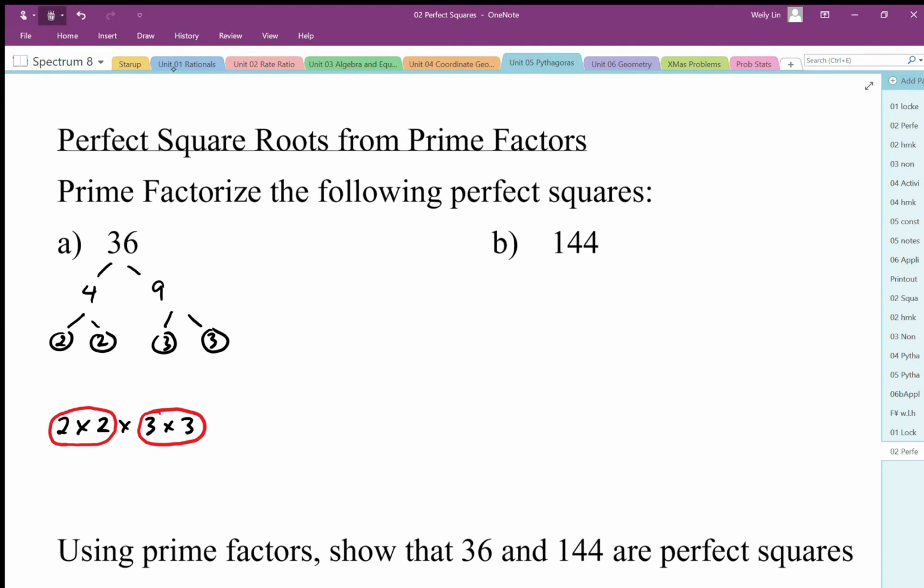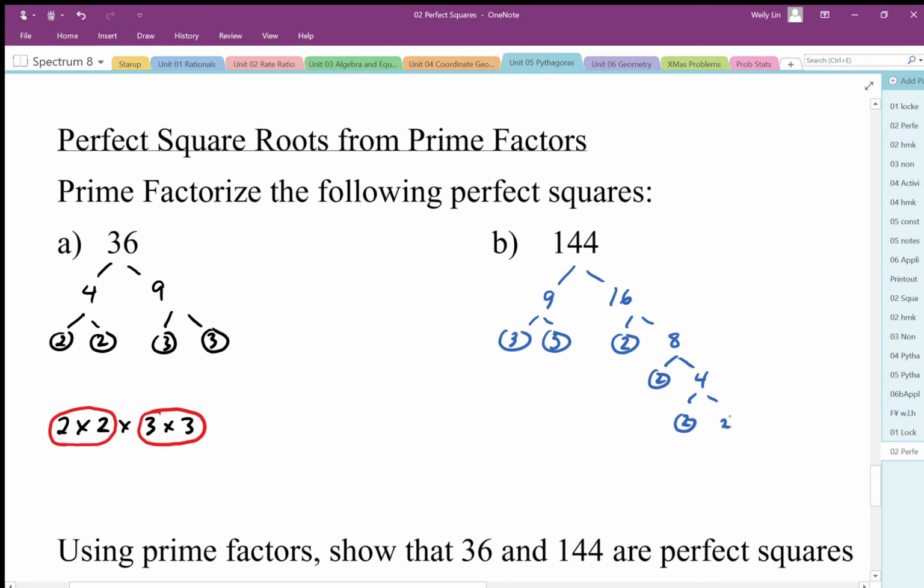So with 144 we can do the same thing. Okay, this is going to be 9 times 16. We can make this into 3 times 3. Okay, this becomes 2 times 8, 2 times 4, and we get 2 times 2. So here we end up with 2 times 2 times 2 times 2 times 3 times 3.